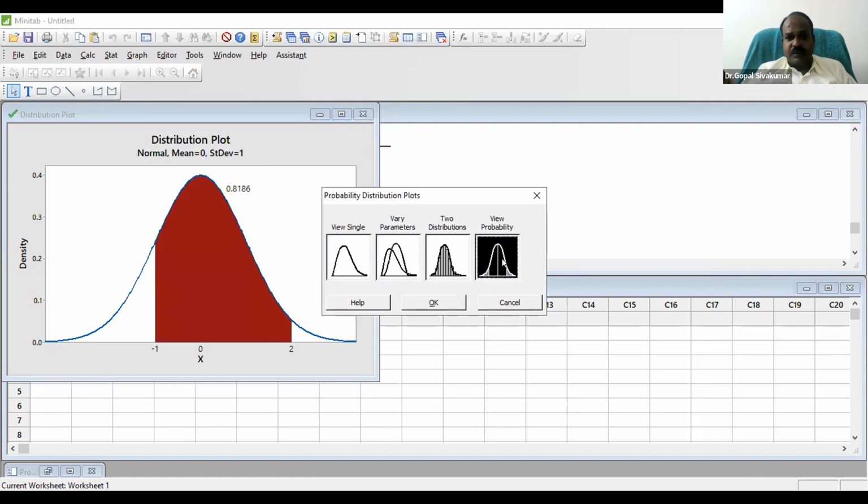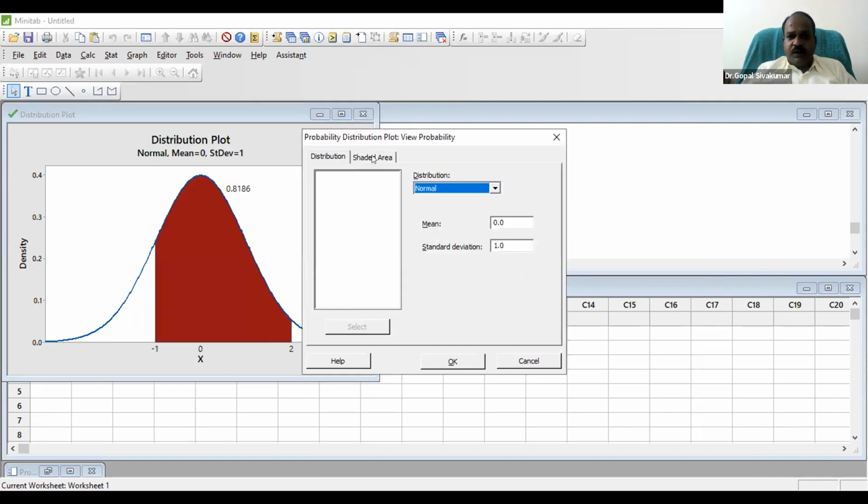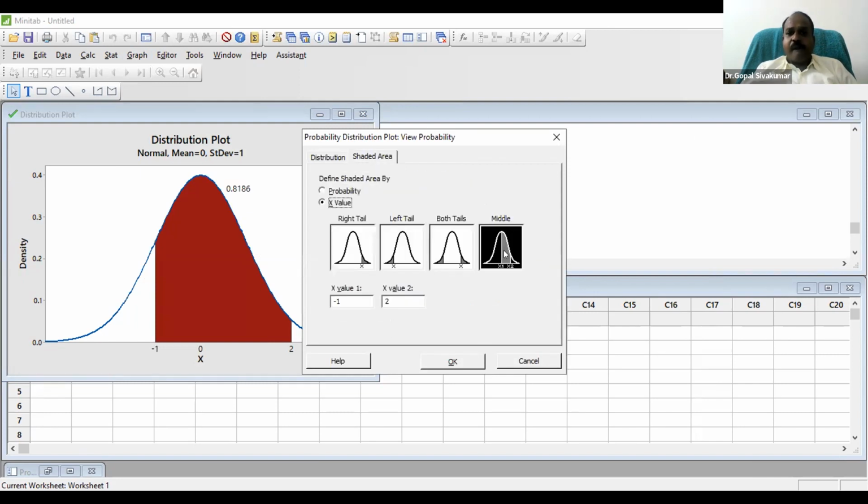Go to View Probability. Again I am choosing normal and shaded area. I think the problem here in understanding is that for -1 to +1, all of you are very clear. Am I right? -1 to +1. So 1 to 2 is the problem. So let me make it 1 to 2.